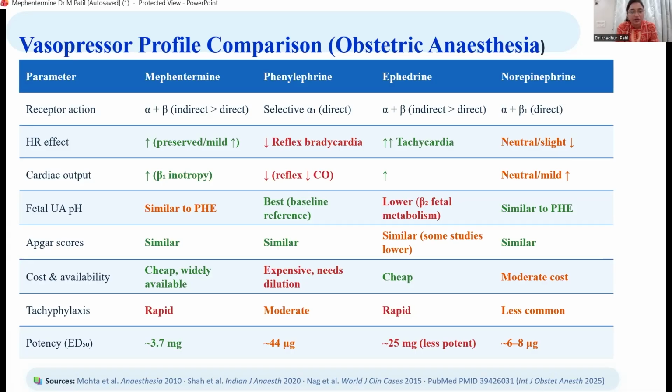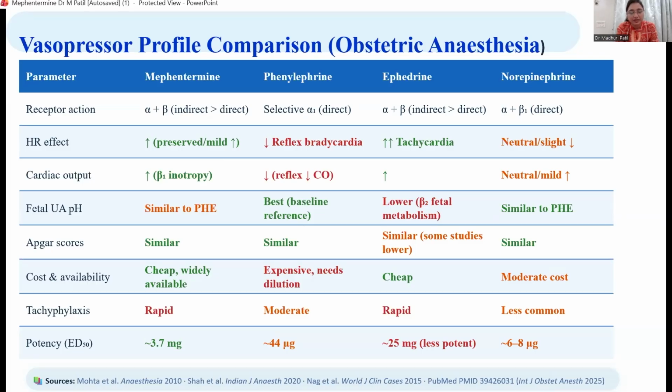Cardiac output: with mephentermine, because of its action on beta 1 receptors, it causes inotropy and an increase in cardiac output, whereas with phenylephrine, because of reflex bradycardia, cardiac output might decrease. Ephedrine increases cardiac output, whereas with norepinephrine, neutral or mildly increased cardiac output is seen. In terms of fetal umbilical artery pH, mephentermine is similar to phenylephrine. There is clinical safety using mephentermine and phenylephrine.